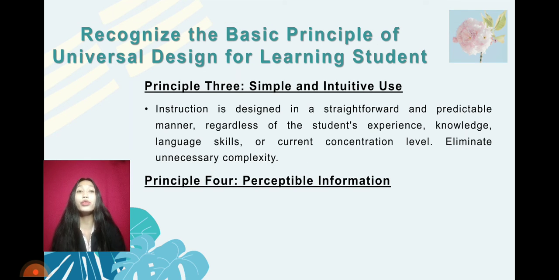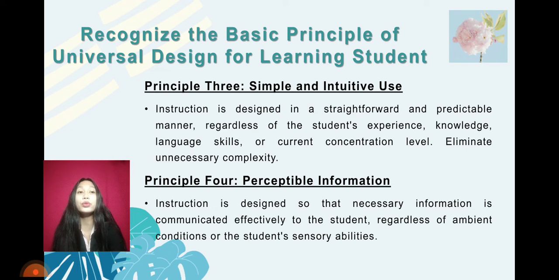In our fourth principle, we have perceptible information. It means instruction is designed so that necessary information is communicated effectively to the students, regardless of ambient conditions or the student's sensory abilities. So in this principle, regardless of ambient conditions and the learners' sensory capacities, instruction is designed to efficiently communicate important information to the students.